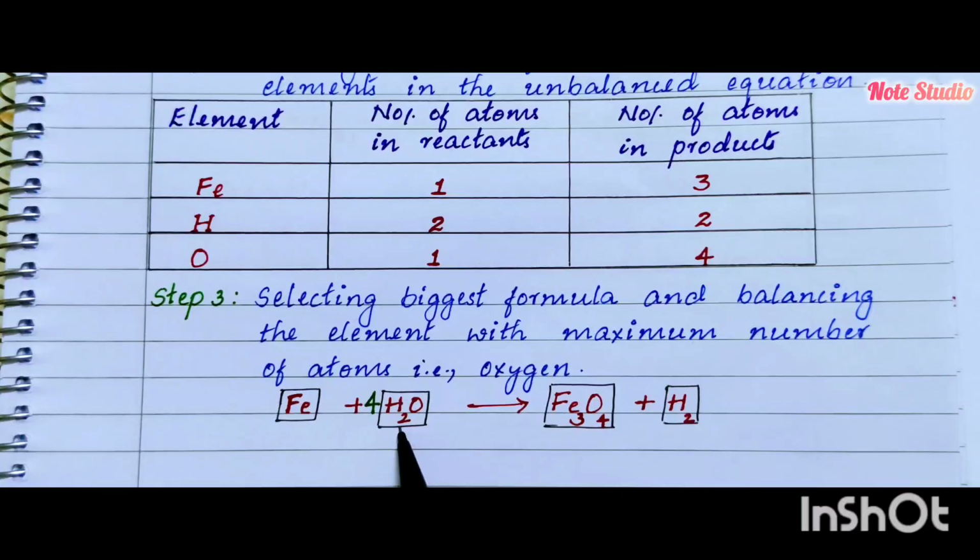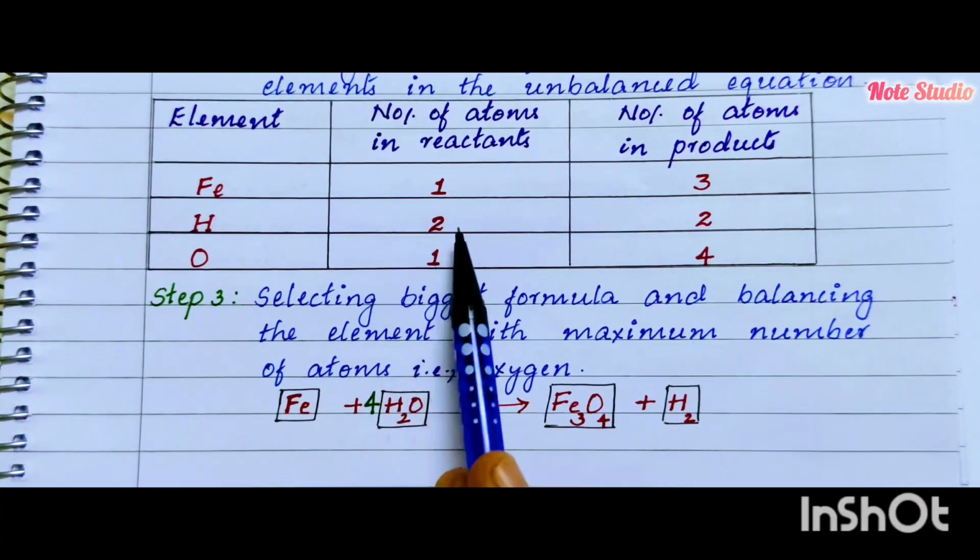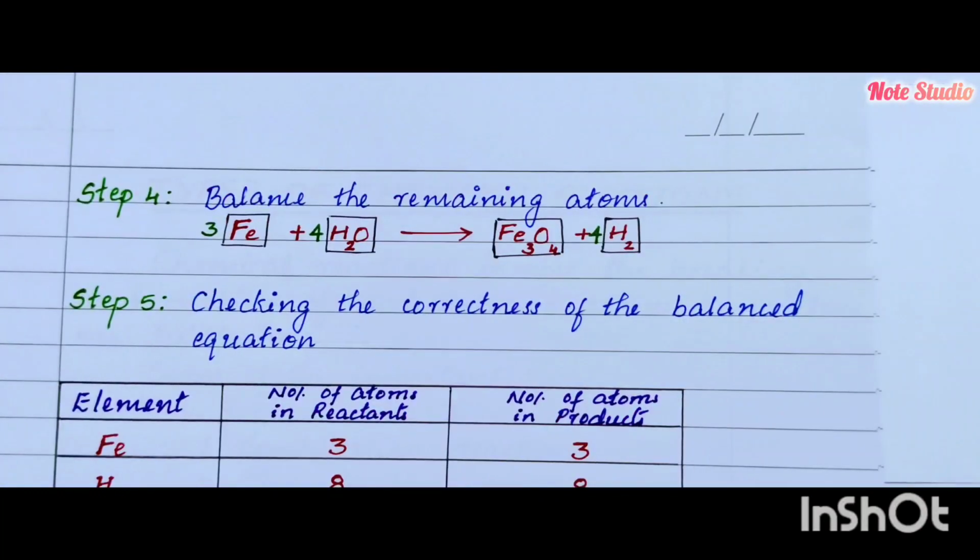How many hydrogen atoms do we have now because of adding this 4 here? Yes, now the hydrogen atoms are 8, oxygen is 4. Correct? We have tried to balance oxygen. Oxygen is balanced now. But before, hydrogen was balanced; because of this one number, now hydrogen is unbalanced. Step 4: balancing the remaining atoms. So the remaining atoms we have to balance.